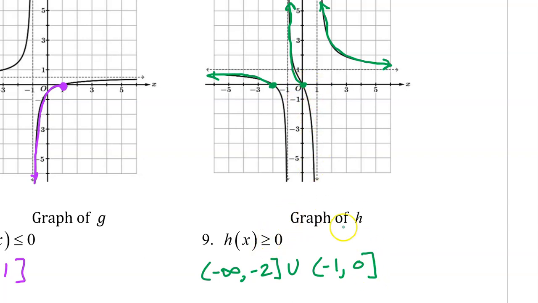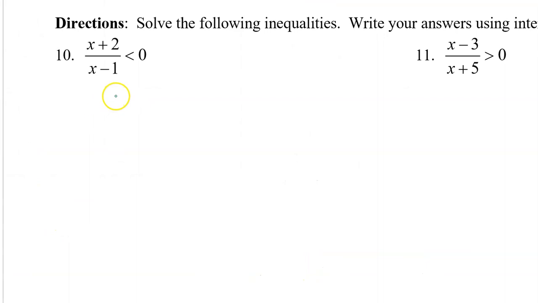This is included. Union. And this last branch right here goes from 1 to infinity with a parenthesis on the 1 because it's a vertical asymptote and the function never actually touches it. So that's number 9. Okay, now let's solve some rational inequalities.